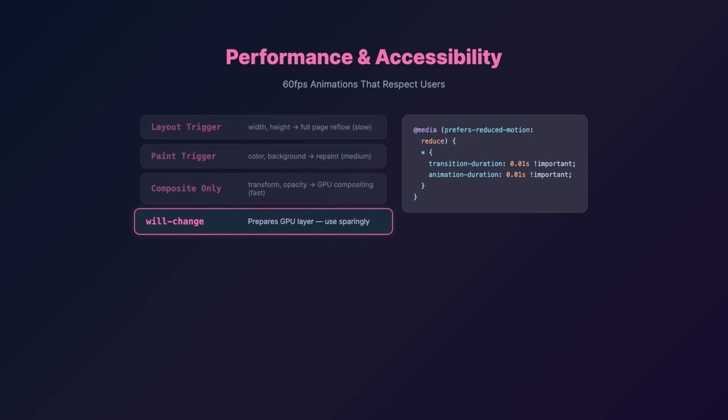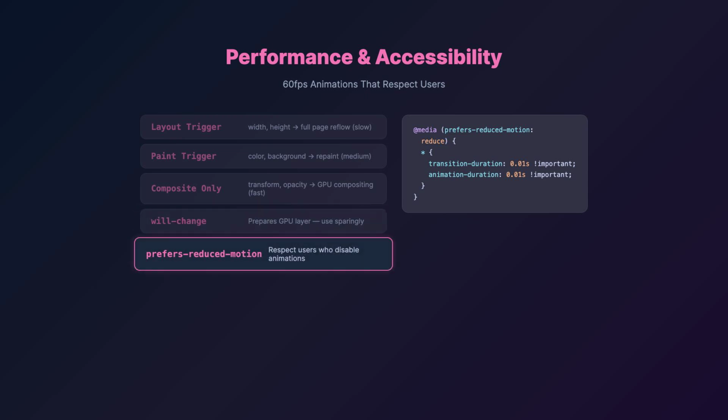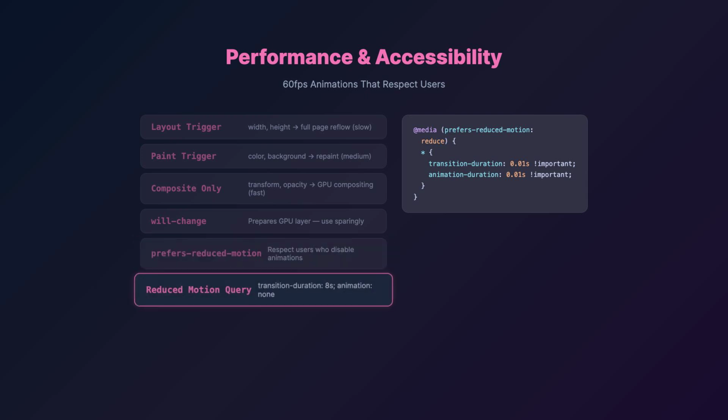Now, accessibility. Not everyone wants motion. Some users have vestibular disorders. Motion can cause dizziness or nausea. The reduced motion media query lets you respect user preferences. Add @media (prefers-reduced-motion: reduce).